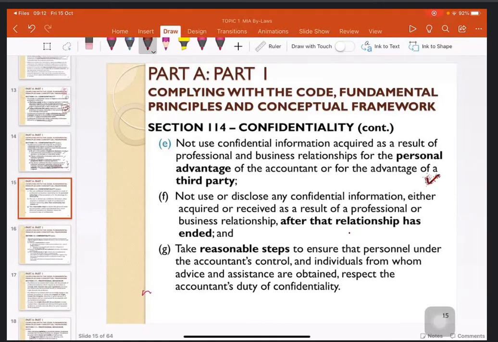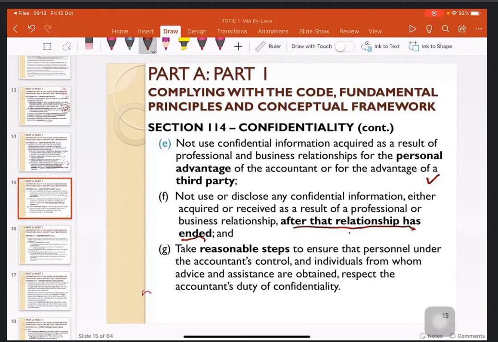This one we also already discussed. You cannot use the information for your personal advantage or for the advantage of a third party. Number F: even though the relationship has ended, say you are no longer the auditor of that client, the information must still be treated as confidential. You cannot disclose it, even though you no longer have a relationship with them. All information is confidential.